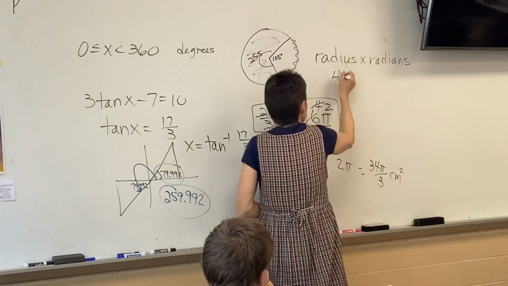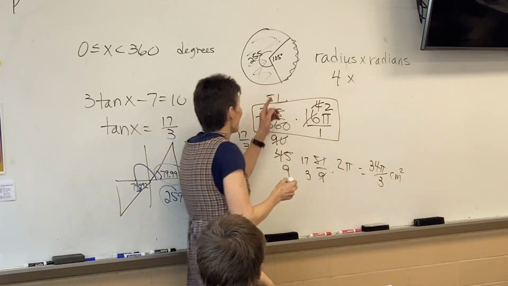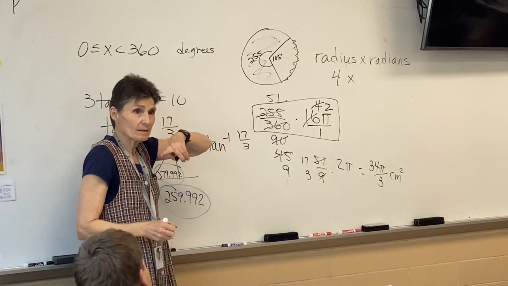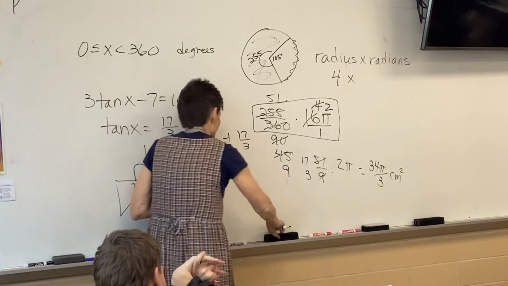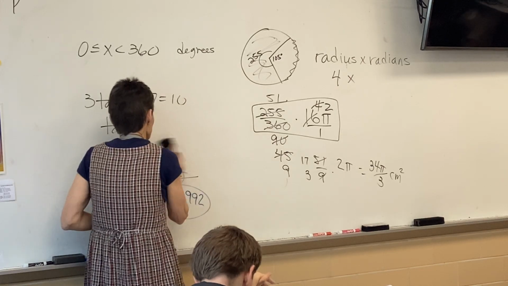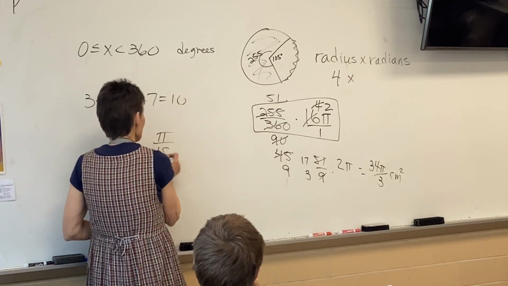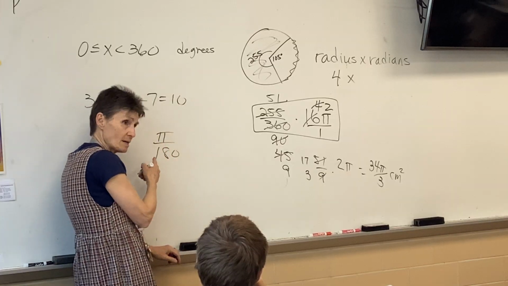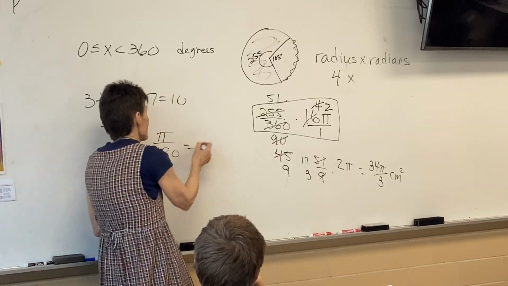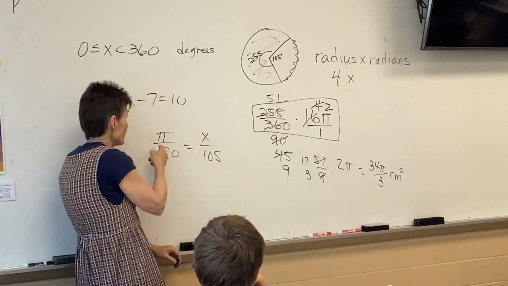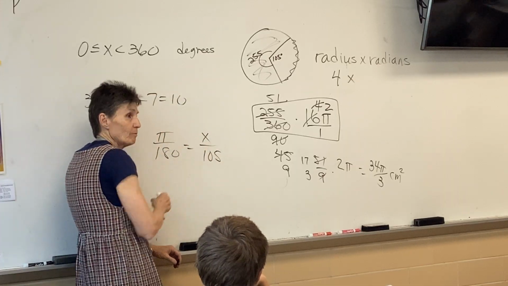So I know my radius is 4. My angle is in degrees, so I'll change it. And I'll change it by remembering that pi radians is 180 degrees. So what is 105 degrees? Pi goes with 180, what goes with 105?